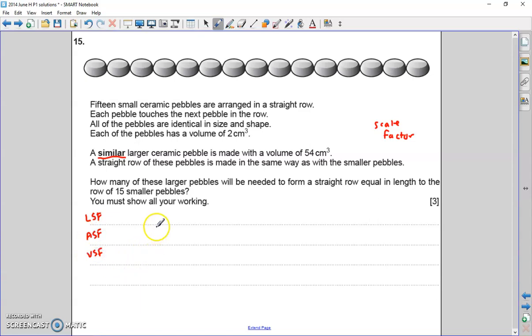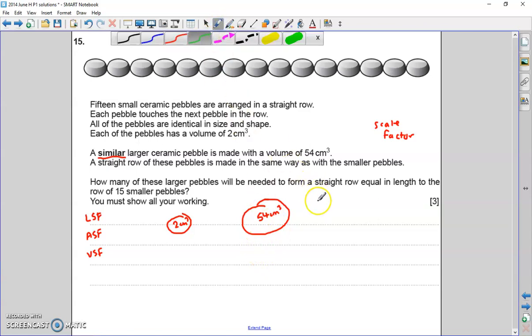Okay, right, we've got pebbles with a volume of 2 centimeters cubed. So the small pebbles are 2 centimeters cubed and the big pebbles are 54 centimeters cubed. All you can do is divide those. They are volumes. So when you do 54 divided by 2, which is 27, what you've found is the VSF, the volume scale factor.